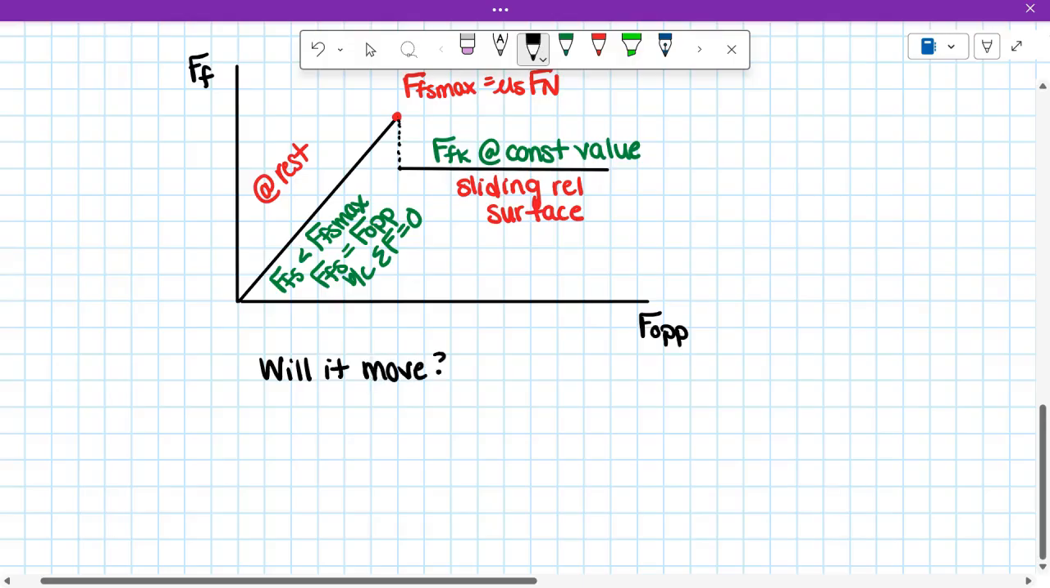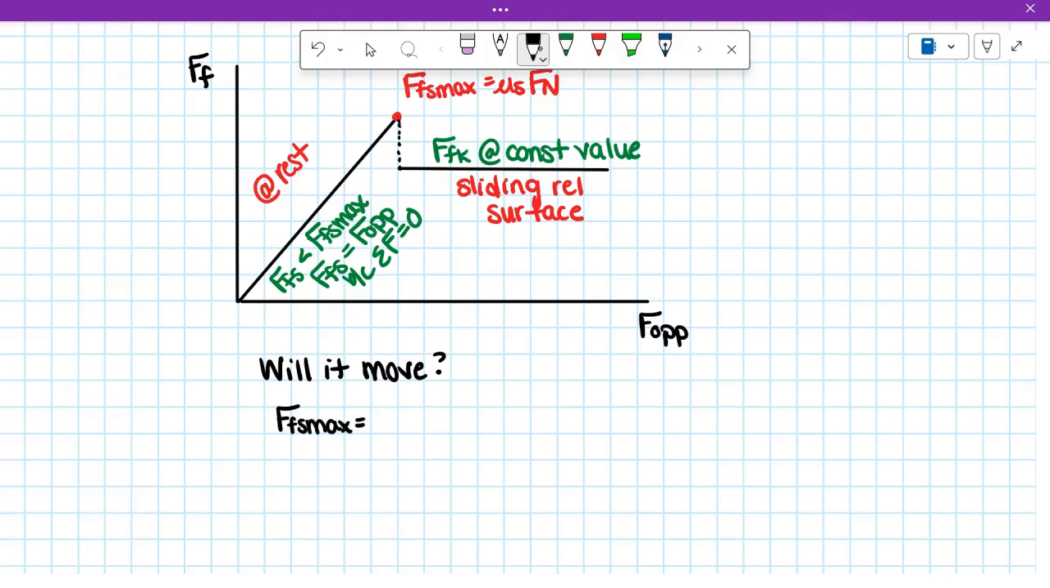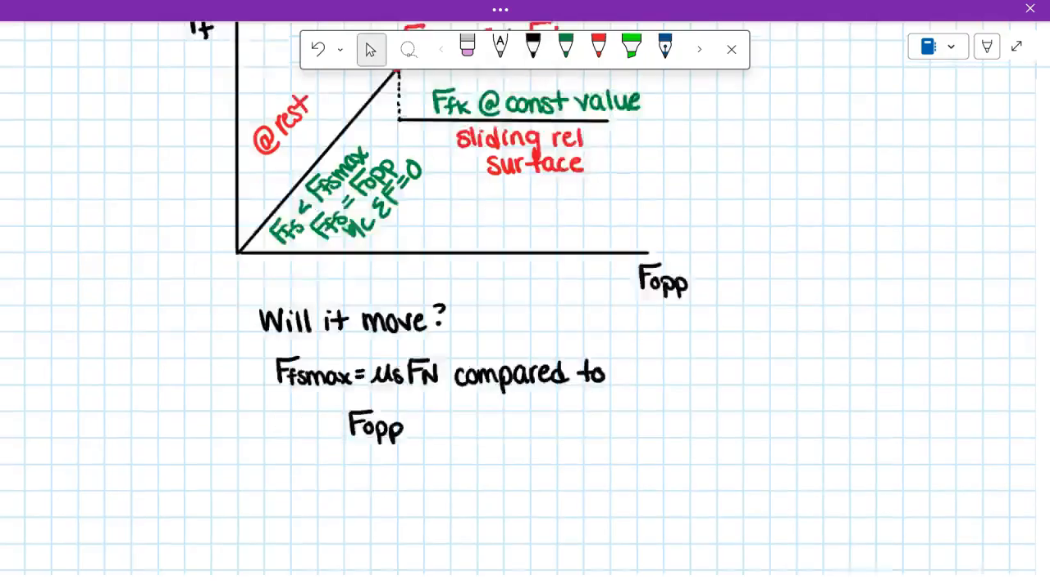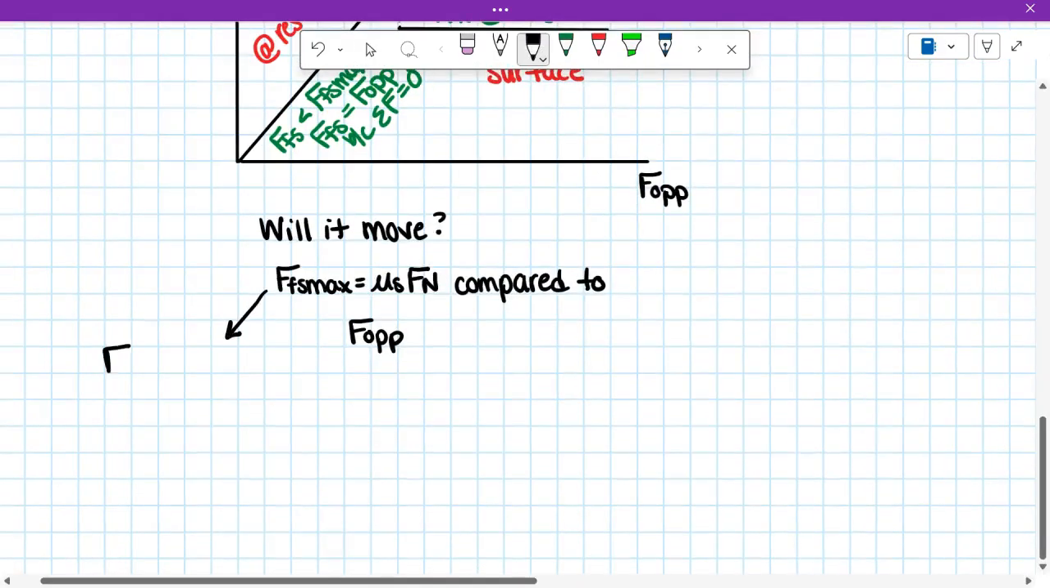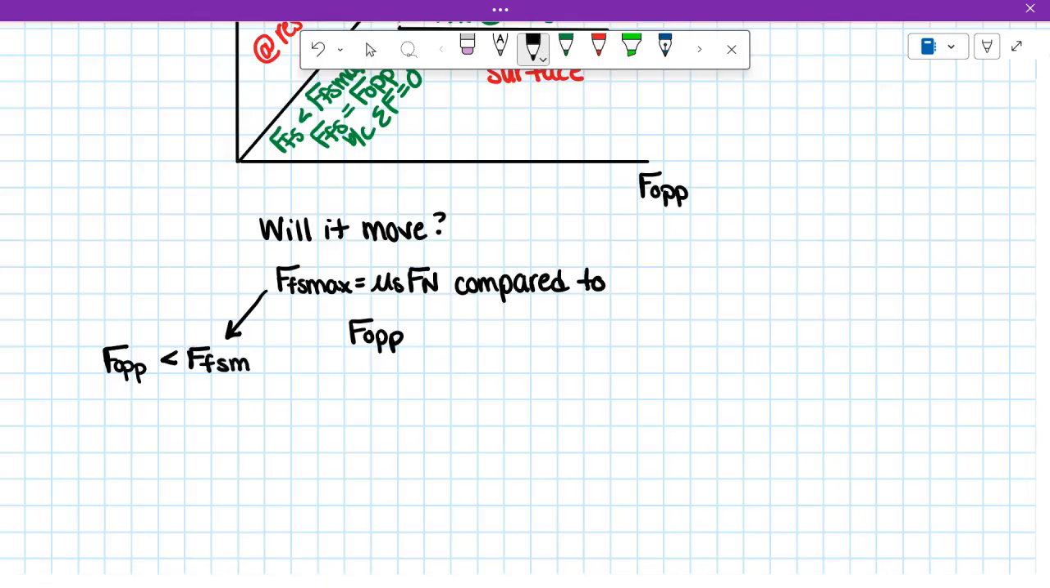So remember, in order to figure out will it move, we have to know the maximum force of static friction, which we calculate by doing the coefficient of friction times the normal force. And we have to figure out how that compares to the opposing force. Okay. So if the opposing force is less than or equal to the maximum force of static friction, the object is not going to move.